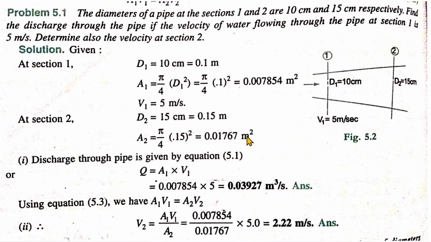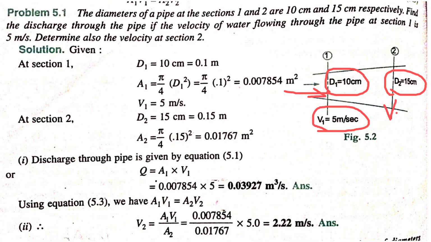For this one I will consider a problem from the fluid mechanics textbook. If you see, we have a problem like this. Water is entering through a pipe where the inlet diameter is 10 centimeter and the outlet diameter is 15 centimeter, and water is entering with a velocity of 5 meter per second. We need to calculate the exit velocity, that is v2, and the discharge through this pipe.